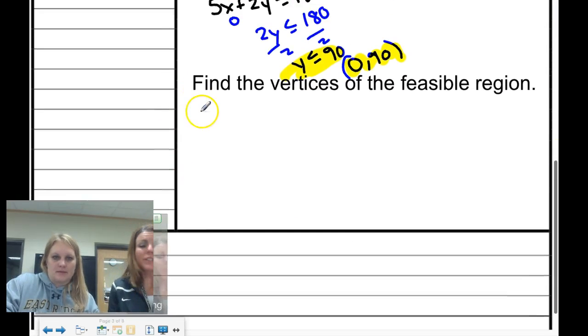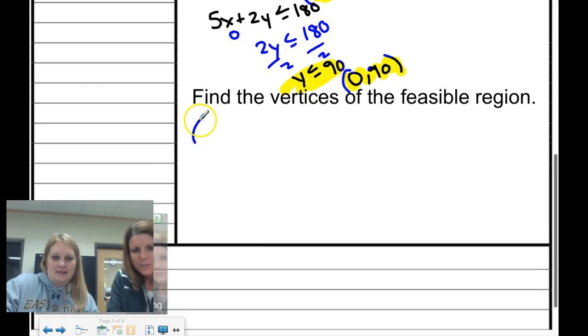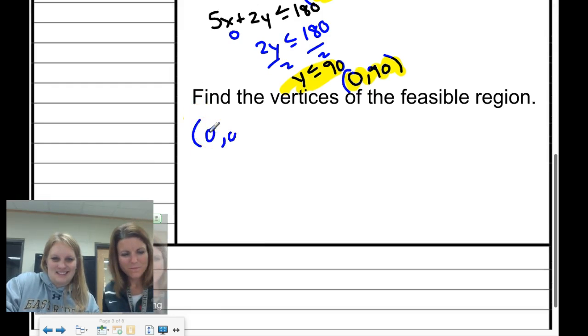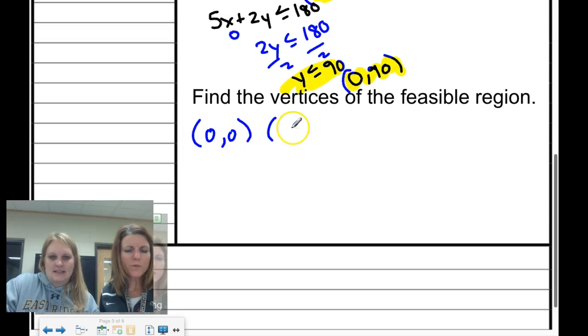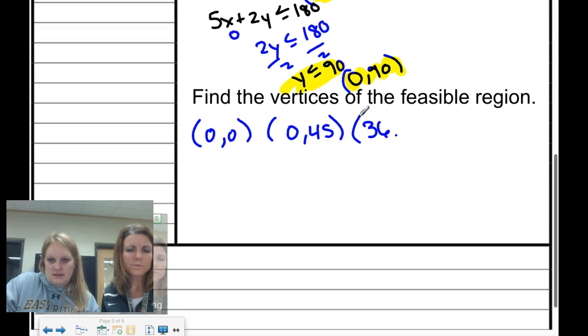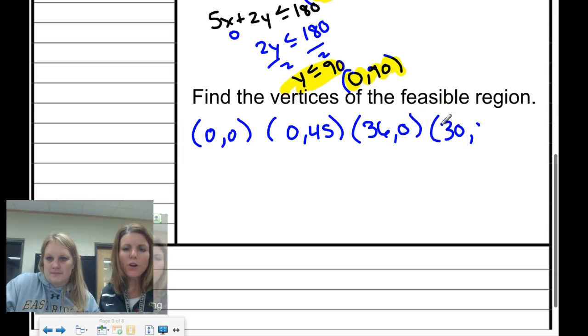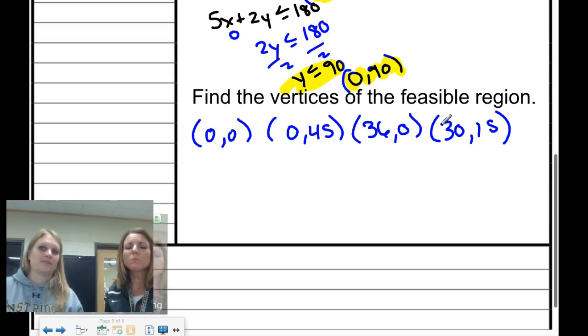The vertices are (0, 0). Another vertice is (0, 45). (36, 0). And (30, 15). Those are the vertices, and we will go over this more in class for sure.